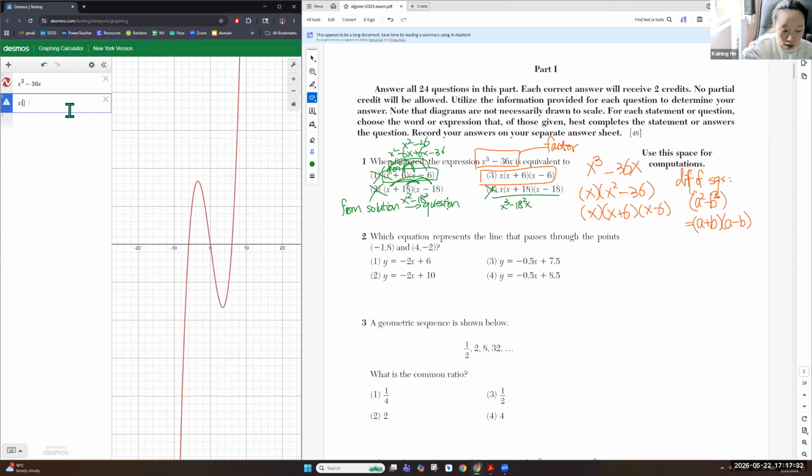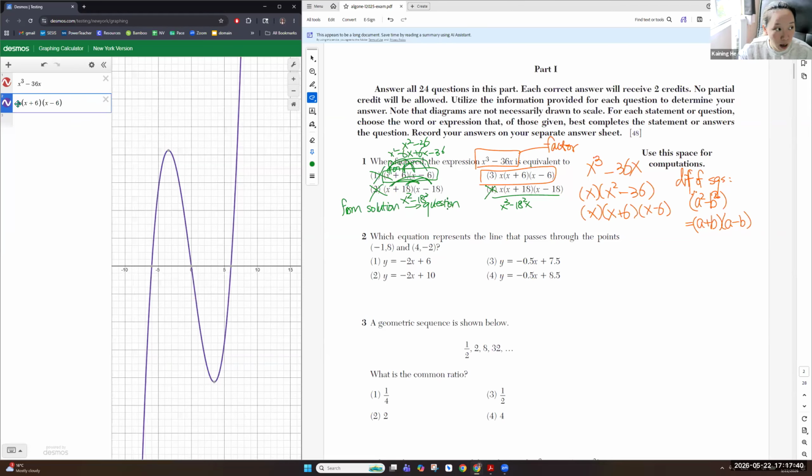So x, and then x plus 6, and then x minus 6. Look at that. The purple and the red are perfectly overlapping. How do I see they're perfectly overlapping? I can click the purple, hide the purple, and show the purple, hide it, show it. Once again, they're perfectly overlapping. That is how you know answer choice number 3 is going to be an answer. So far, okay on number 1.